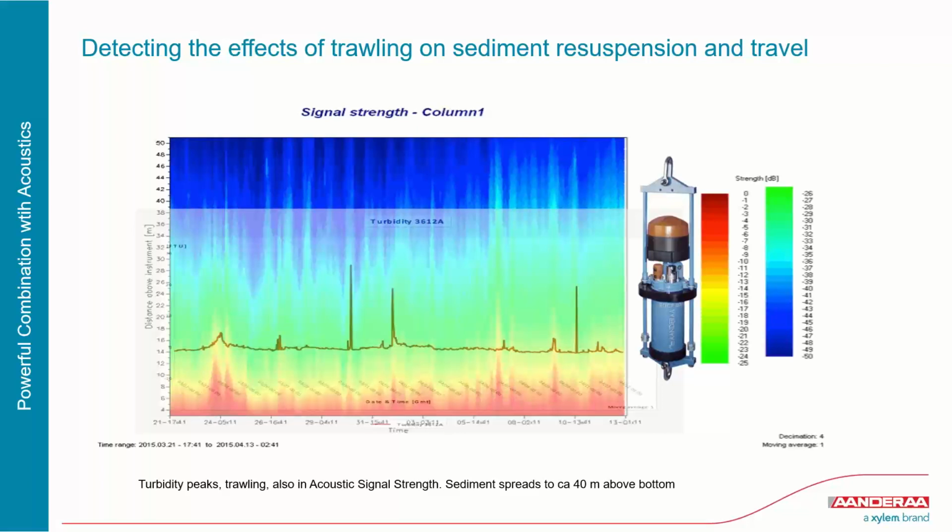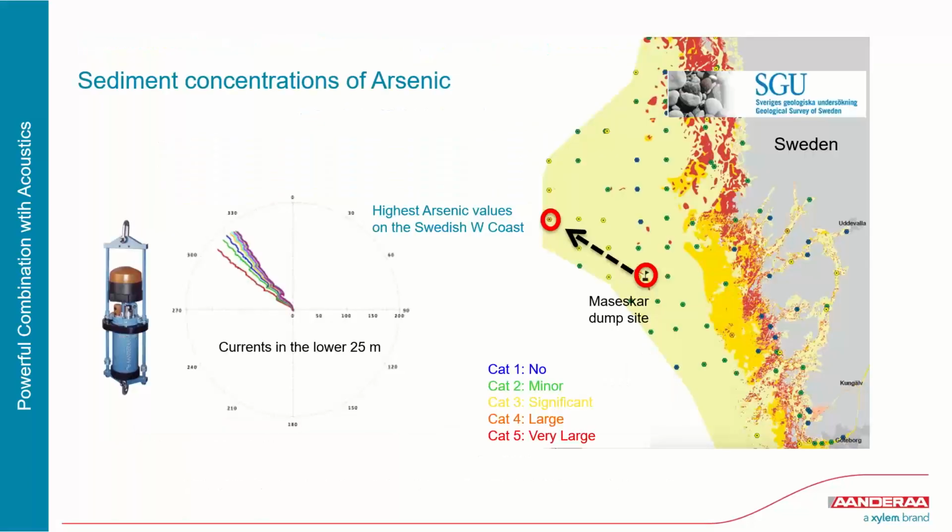The turbidity is resuspended by trawlers, and it spreads higher up in the water column, and typically the particles that spread are clay particles, and clay particles bind more to contamination, for example, in the sediment. So we can see on the next slide what this leads to.